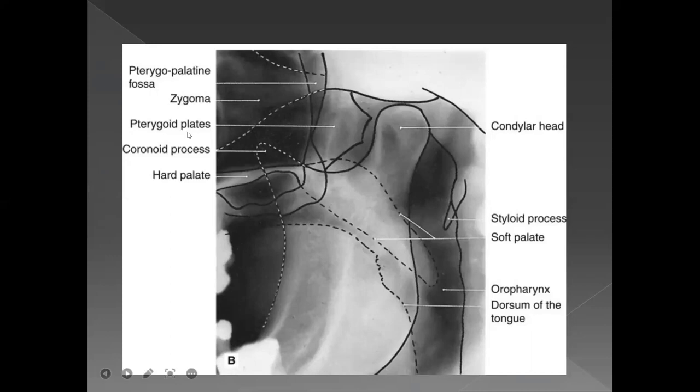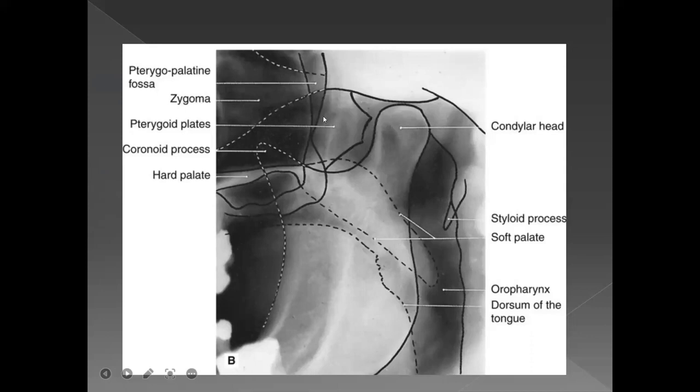You might see the shadow of the pterygoid plates. You can see the coronoid process, although it is usually masked by the hard palate, it's usually blocked out by this shadow of the hard palate. You can obviously see the condylar head over here and the styloid process. You might see the soft palate shadow and these radiolucent two airways that you're able to see.